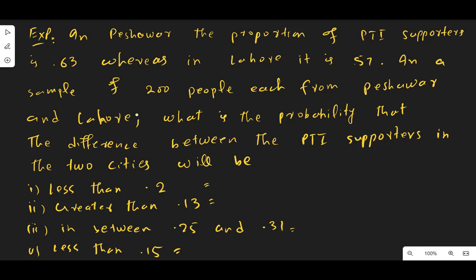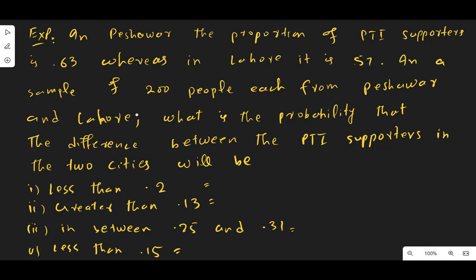it will be less than 0.2, it will be greater than 0.17, it will be in between 0.25 and 0.31, and it will be less than 0.15. So we have to solve these questions. Is that making sense?